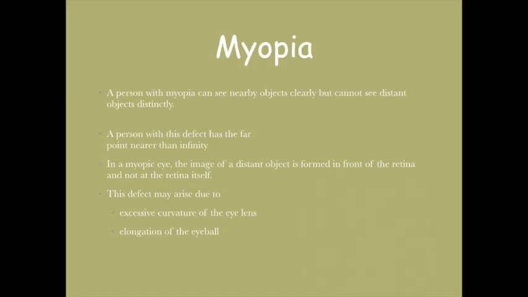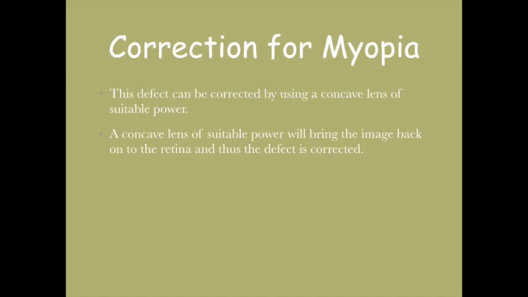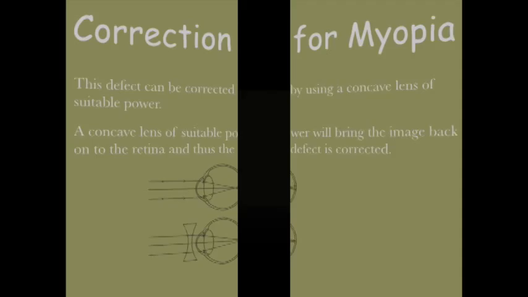Then how do we correct this defect? It has to be corrected, right? So for a patient suffering with myopia, certain correction has to be done. And this correction can be done perfectly with the help of a concave lens. So by placing a concave lens in front of the eye, the defect gets corrected. Now let's move on to hypermyopia.